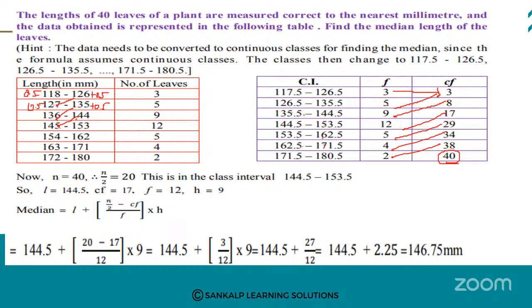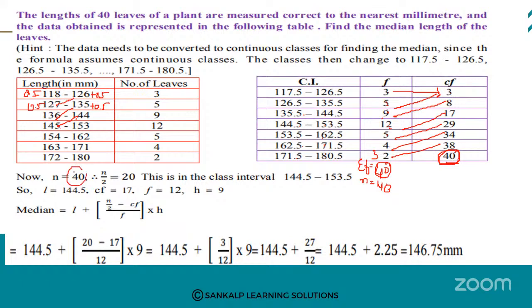If you add all these values, 3 plus 5 is 8, and so on, the total is 40. So sigma f is also 40. Sigma f means it is n here. So the n value is 40. The last value of the cumulative frequency and the total value, that is the n value, should be the same. Always these two should be the same.